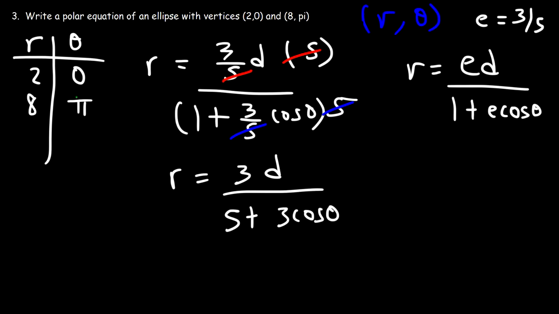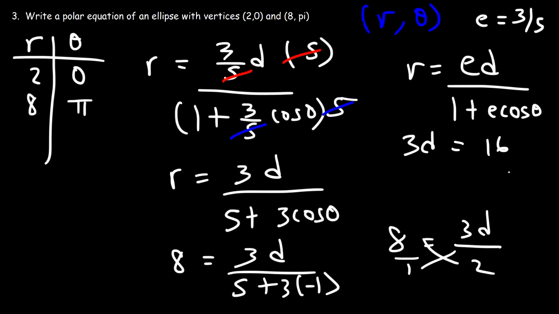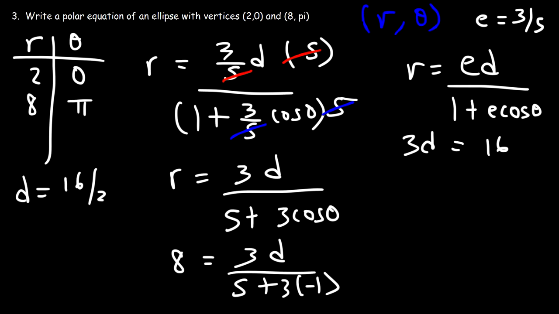Let's use the point 8 comma pi. So r is 8 and theta is pi. Cosine pi is -1. 5 plus -3 is +2. If we cross multiply, we'll get 3d is equal to 16. And so dividing both sides by 3, we can see that d is 16 over 3.